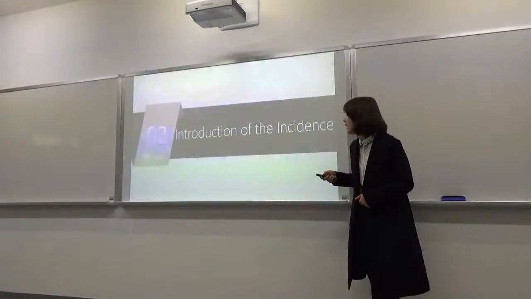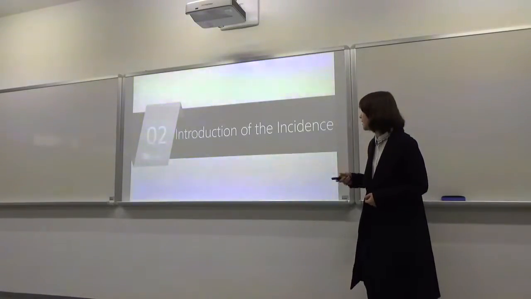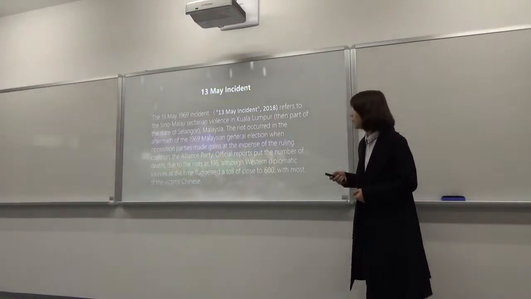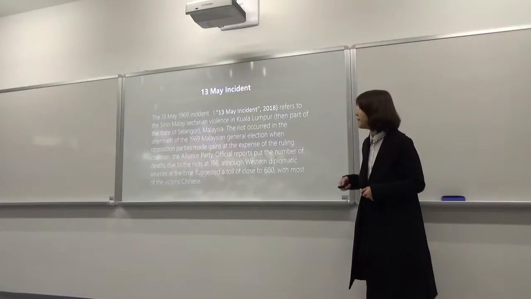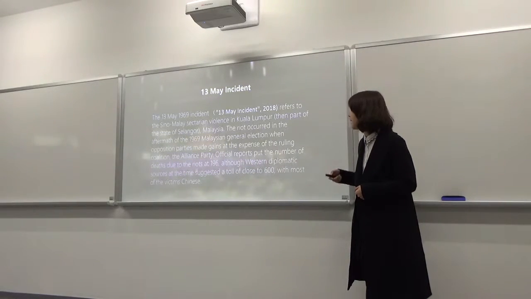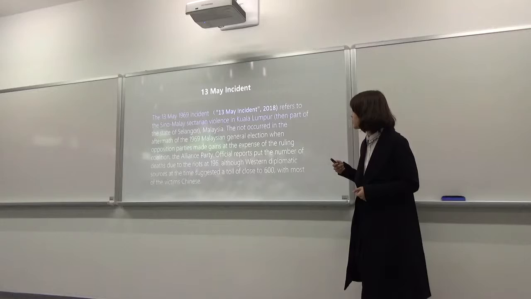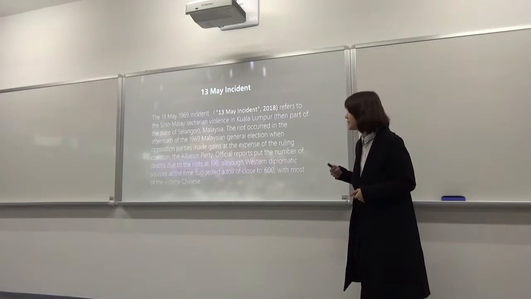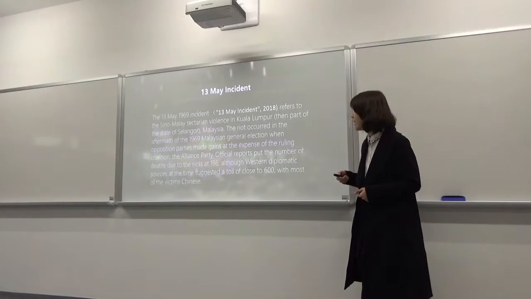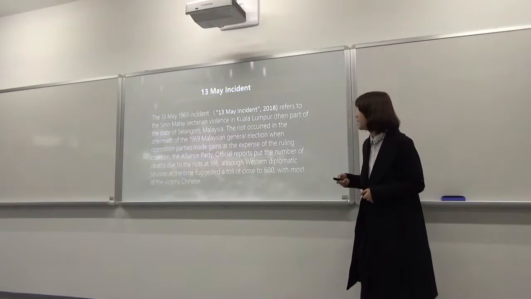And second, a brief introduction to the incident. So what happened on May 13 in 1969? The May 13, 1969 incident refers to the Sino-Malay sectarian violence in Kuala Lumpur, Malaysia.